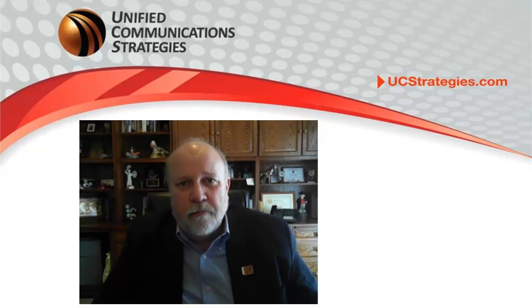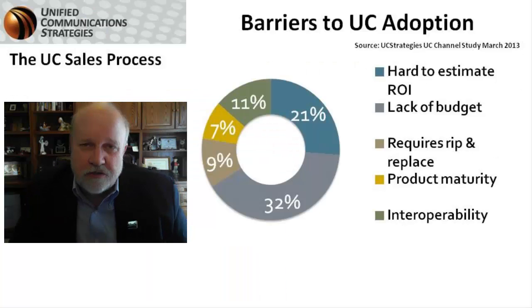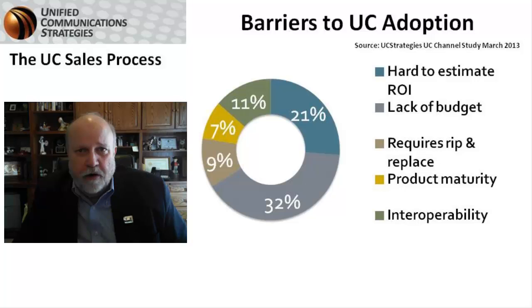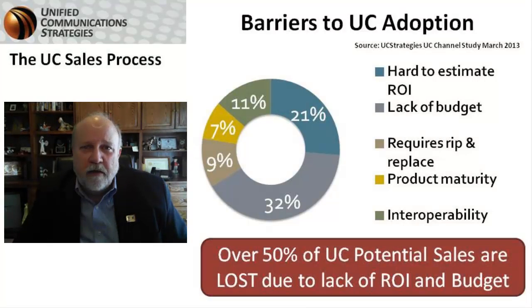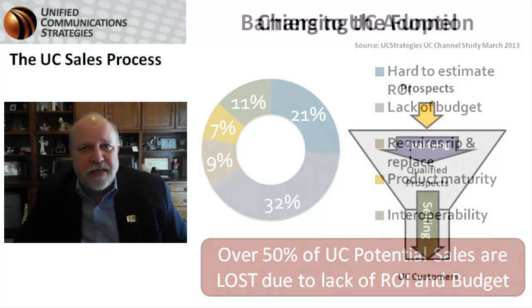Let's hear more. In a recent UCStrategies survey of channels for the barriers to UC adoption, over 50% identified that either ROI or lack of budget were the key barriers. So how do we remove those? And this is very important when we look at the sales funnel.